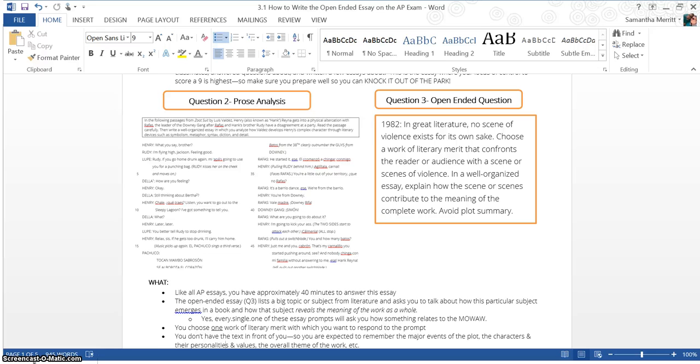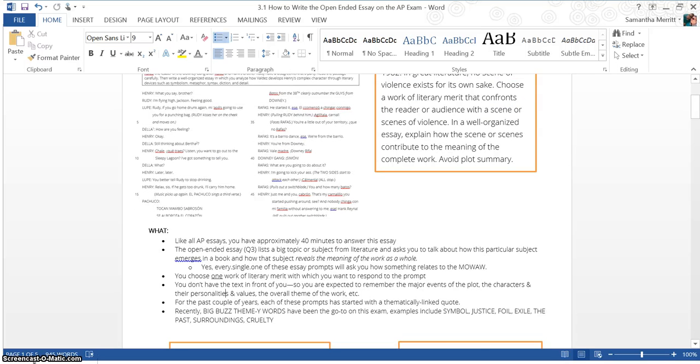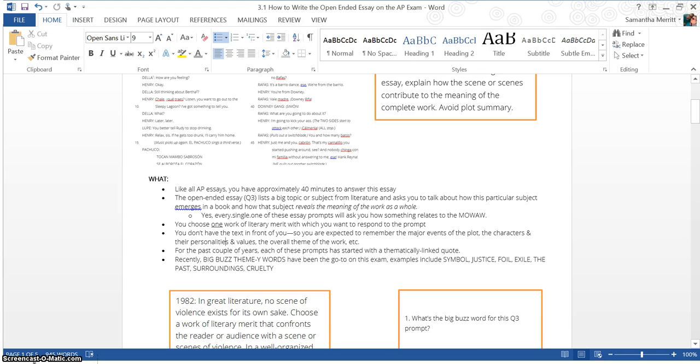All right, so basically you're going to choose a novel or play, and you are going to write about a scene or multiple scenes of violence, and then talk about how that violence contributes to the meaning of the work as a whole. Meaning of the work as a whole just means theme. So like all AP essays, you have approximately 40 minutes to answer this essay. It lists a big topic or subject from literature and asks you to talk about how that subject reveals the meaning of the work as a whole, meaning theme. In this case, how does the violence reveal the theme?